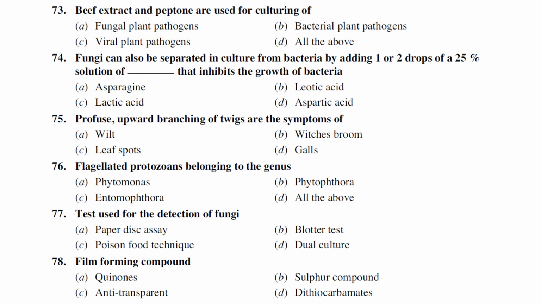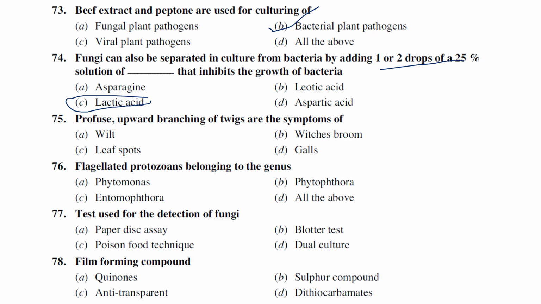Beef extract and peptone are used for culturing of fungal pathogens, bacterial pathogens, viral pathogens, all the above. Generally, this beef extract is the major ingredient for the culturing of bacterial plant pathogens, right? Fungi can also be separated in a culture media from bacteria by adding 1 to 2 drops of 25% solution of lactic acid that inhibits the growth of the bacteria. So very simple. If you add lactic acid, we can just inhibit the growth of the bacteria.